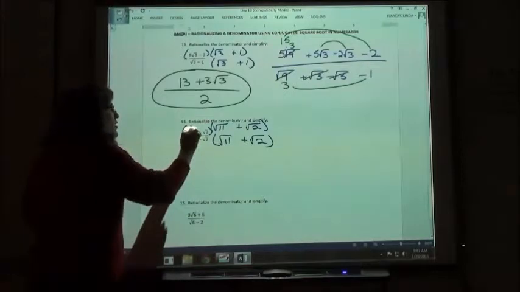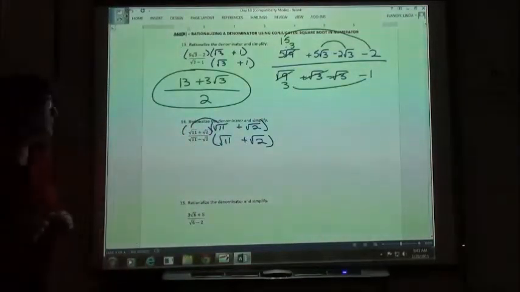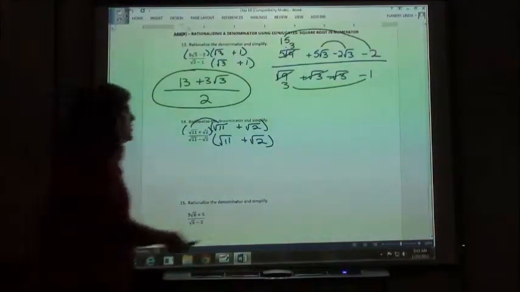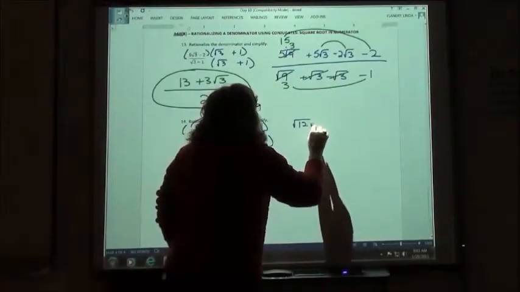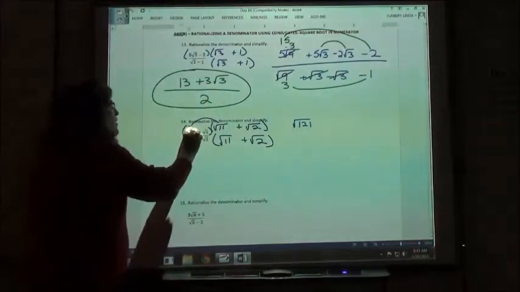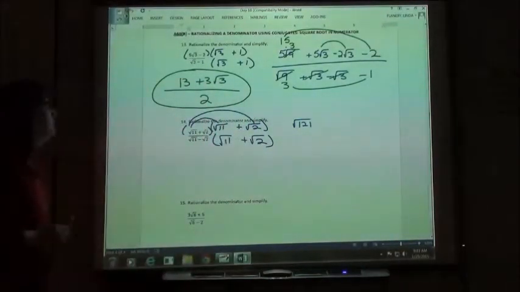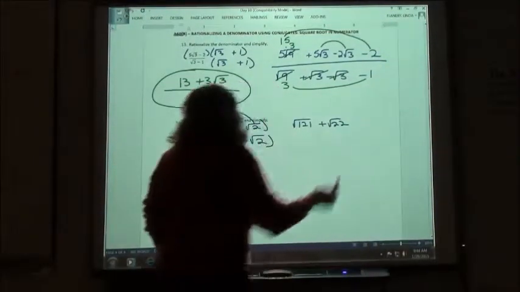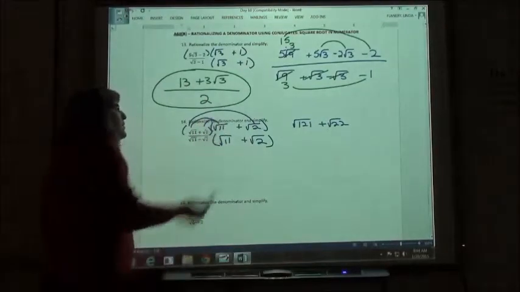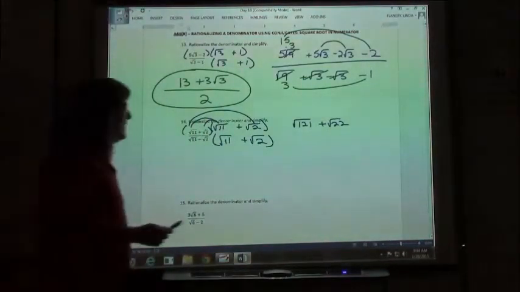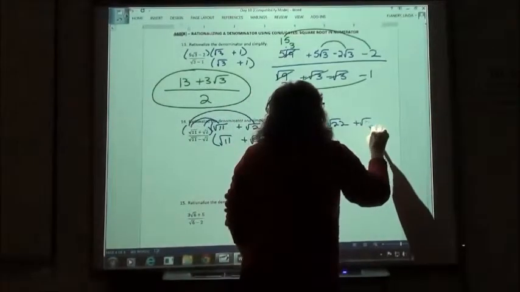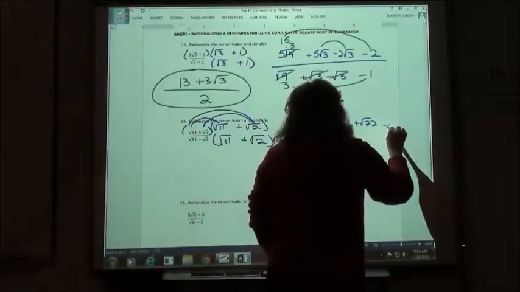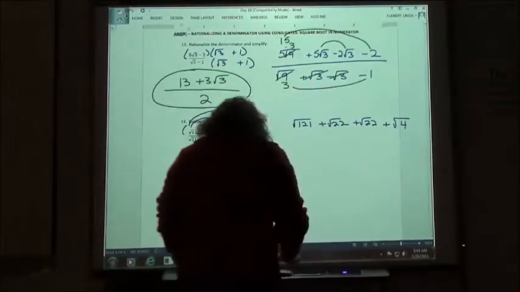On the top, square root of 11 times square root of 11, 121. Square root of 121. We'll worry about simplifying later. We're just going to FOIL it first. Square root of 11 times the square root of 2, 22. Square root of 22. On the inside, square root of 2 times the square root of 11, 22. Another square root of 22. And then the last, square root of 2 times square root of 2, 4. Square root of 4.